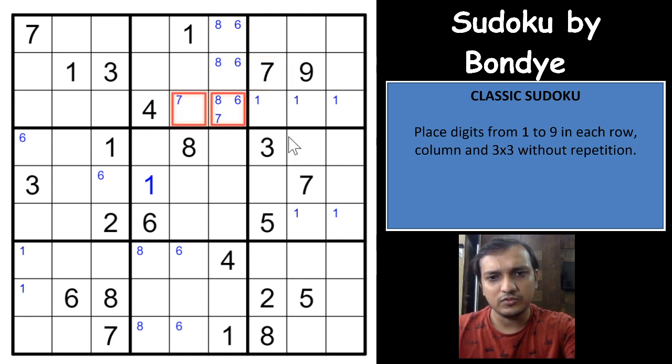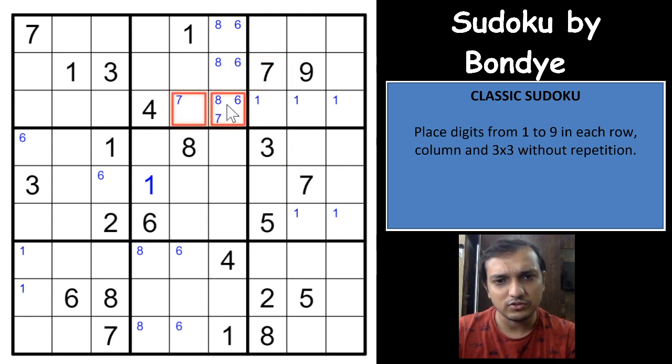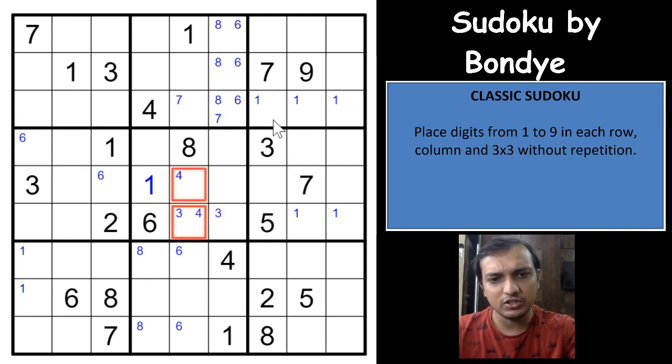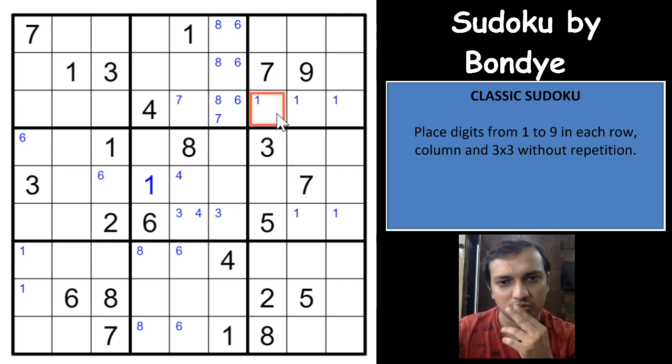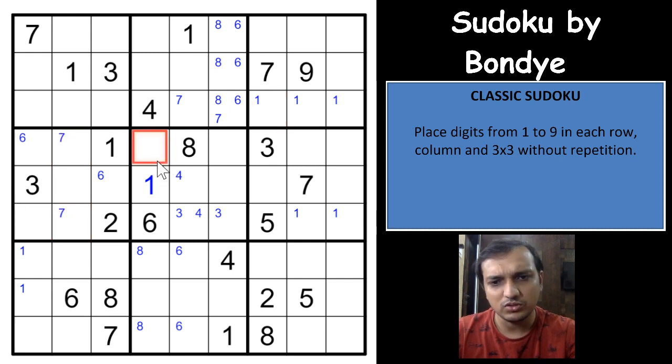7 would have to be in one of these 2 cells, and that gives you 3 in one of these 2 cells, and 4 in these 2 cells. Okay, so we have placed all the corner pencil marks here, and I couldn't see anything much here with the solve. 7 would have to be in one of these 2 cells.